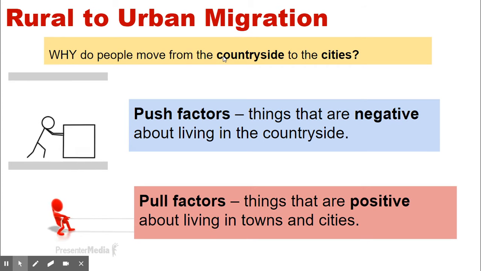And then there are pull factors. And so pull factors are things that are positive about living in towns and cities. So these two things combined, push factors and pull factors, mean that a lot of people are moving from the countryside, from rural areas, to the towns and cities, urban areas.